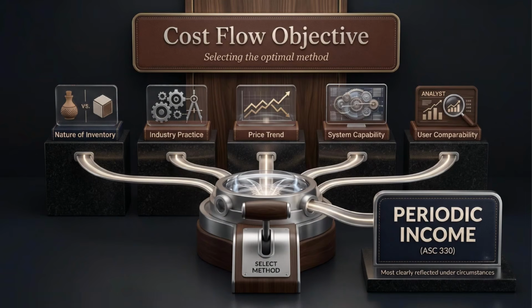Under ASC 330, the cost flow method should clearly reflect periodic income under the circumstances. This is not just a random formula choice. Management should consider the nature of the inventory, industry practice, price trends, system capability, and user comparability. Unique items may support specific identification. Interchangeable goods may support average or FIFO. Volatile prices can make method choice more important because the difference in cost of goods sold becomes more visible. A defensible method is not just mathematically possible, it should fit the business and be applied consistently.